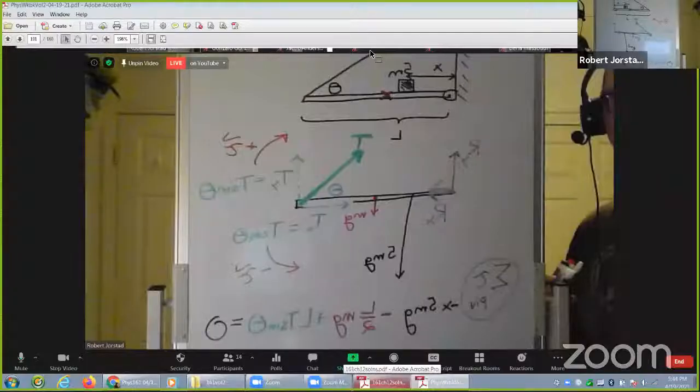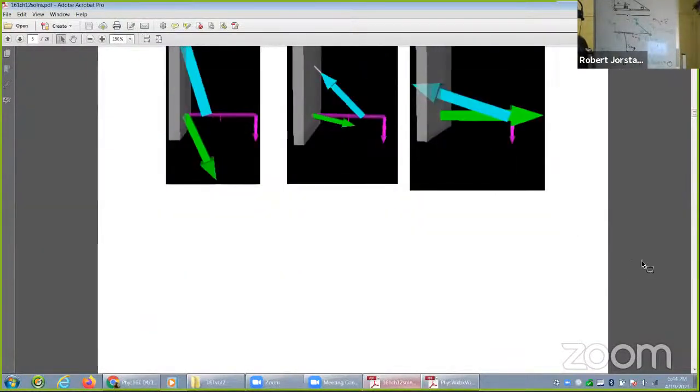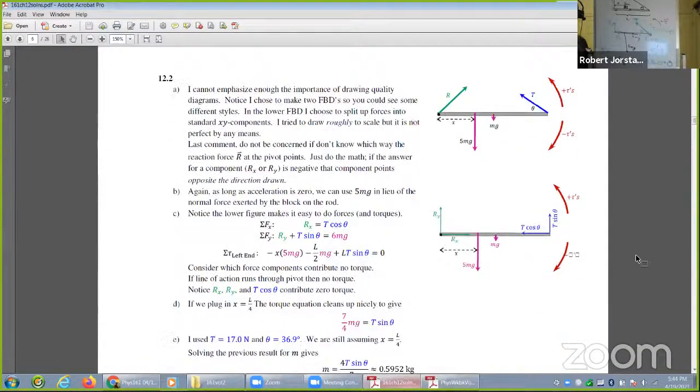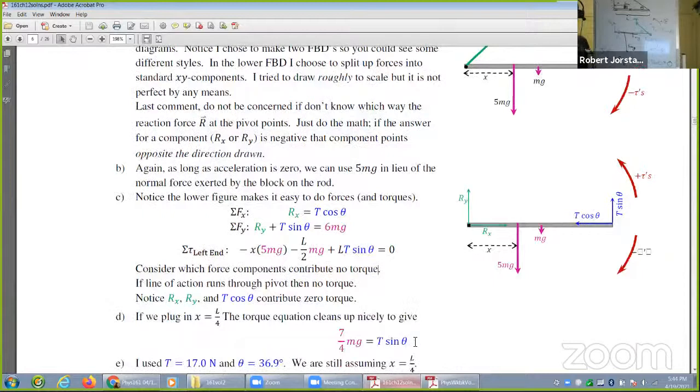So let's go look at a solution. There's a couple of ways to draw it. Here's the forces in the X. Let me make this bigger. Here's forces in the X. Here's forces in the Y. Here's sum of torques about the left end. If you plug in X equals L over 4 and clean it up, you get this result.